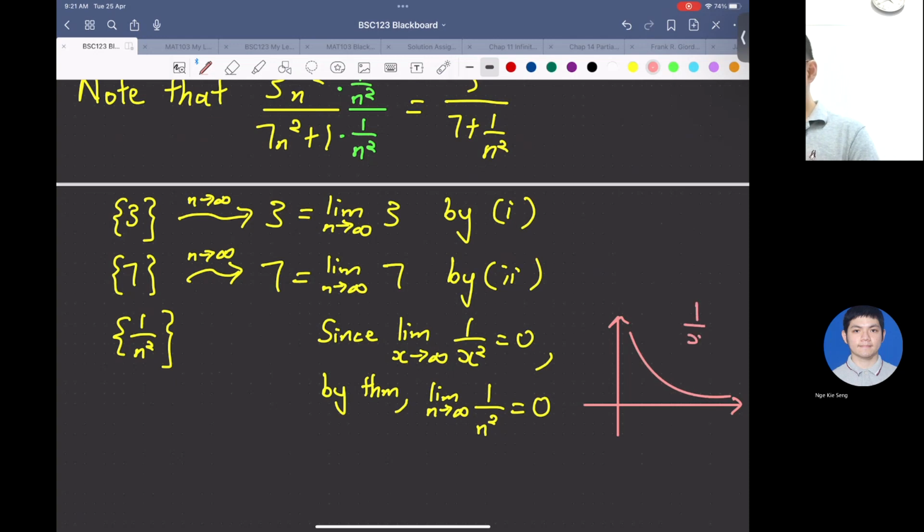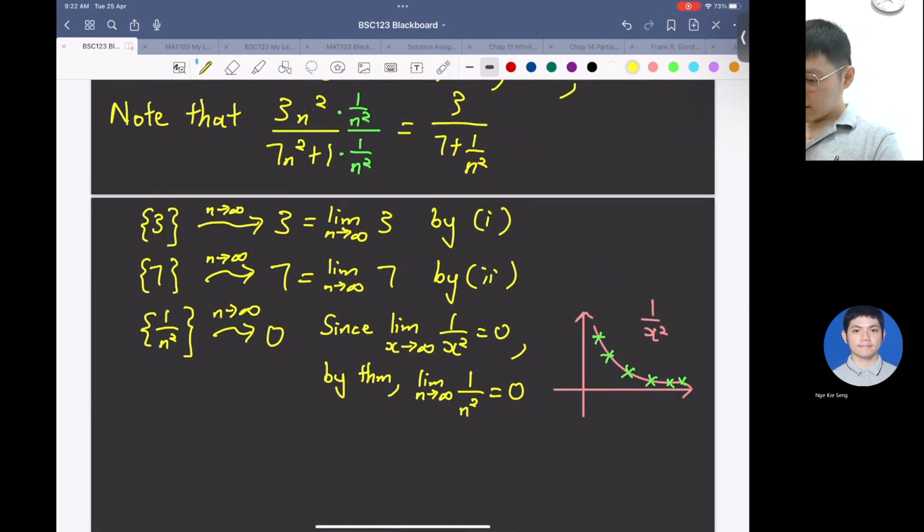Once you know the limit of your continuous function, you will also know the limit of your discrete value. So this one converges to 0 when n goes to infinity. So you have 3 convergent sequences.